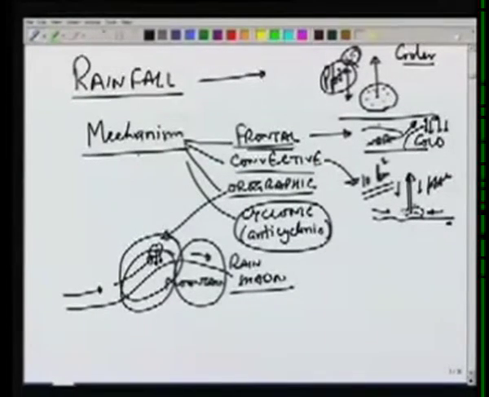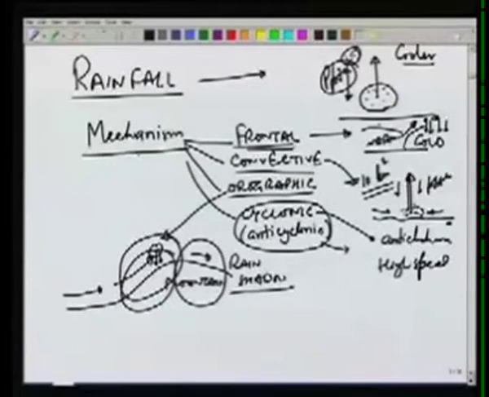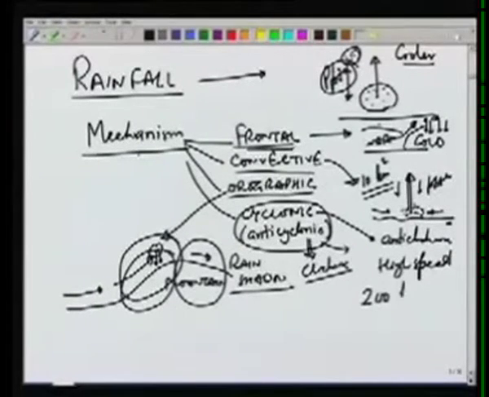Cyclonic and anticyclonic. Cyclonic, this is anti-clockwise wind movement, so very high speed wind. And anticyclonic has a clockwise motion. And these patterns, cyclones and anticyclones, they carry a lot of moisture and they cover a very large area, typically an area up to maybe about 200 square kilometers can be covered by cyclonic precipitations. So these are some common mechanisms which cause precipitation.